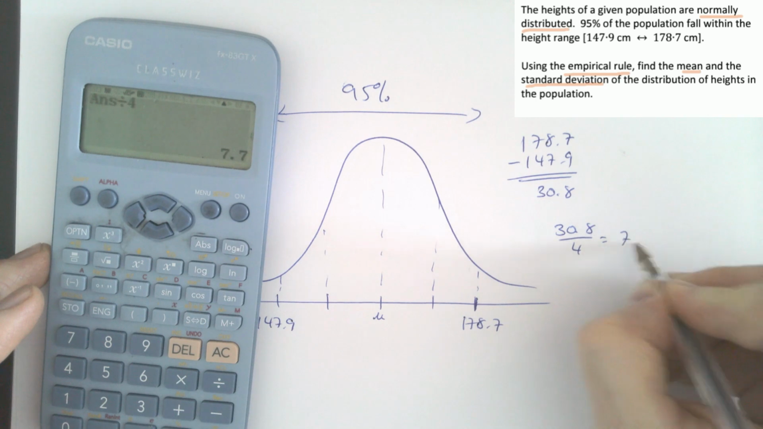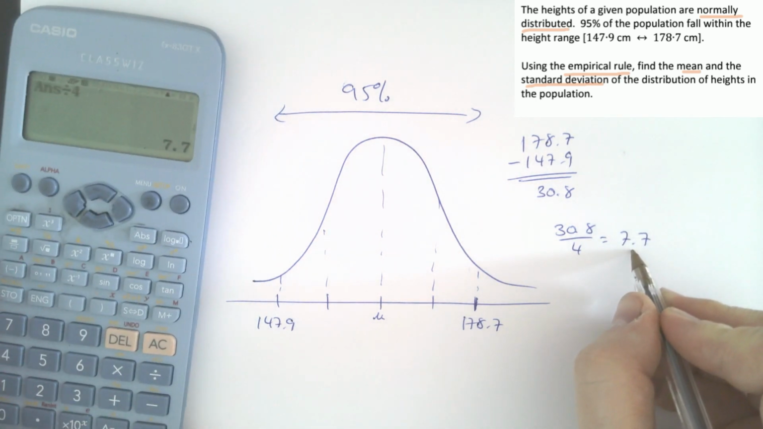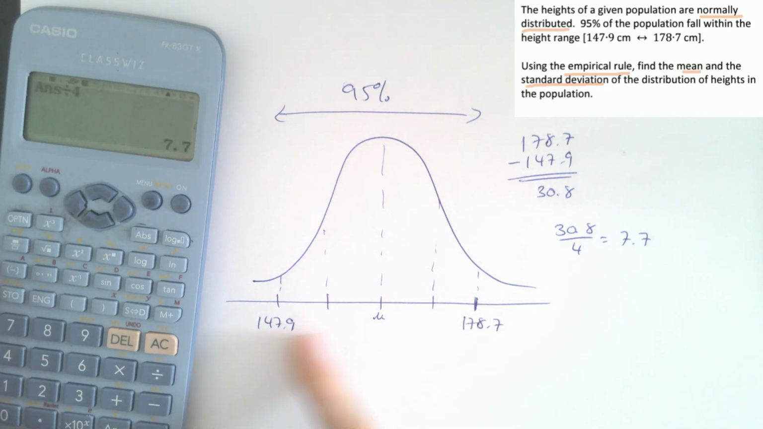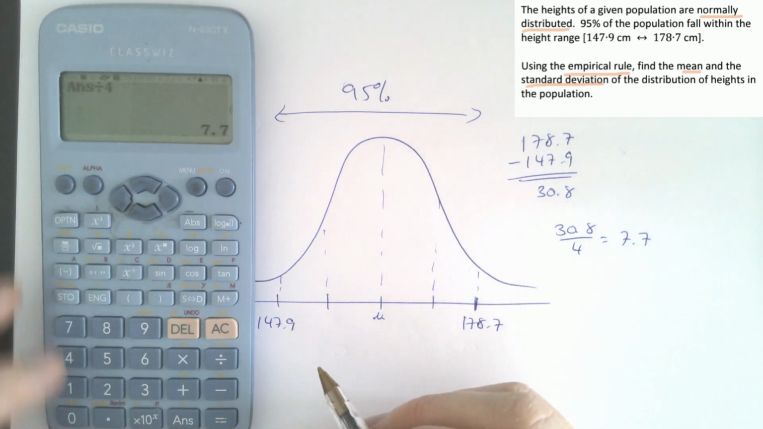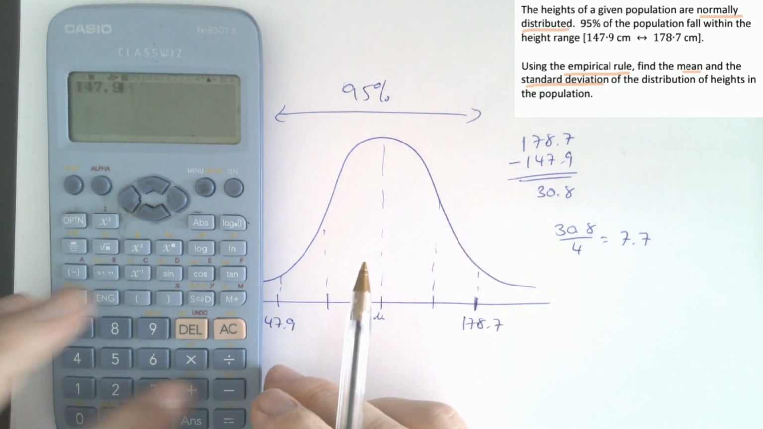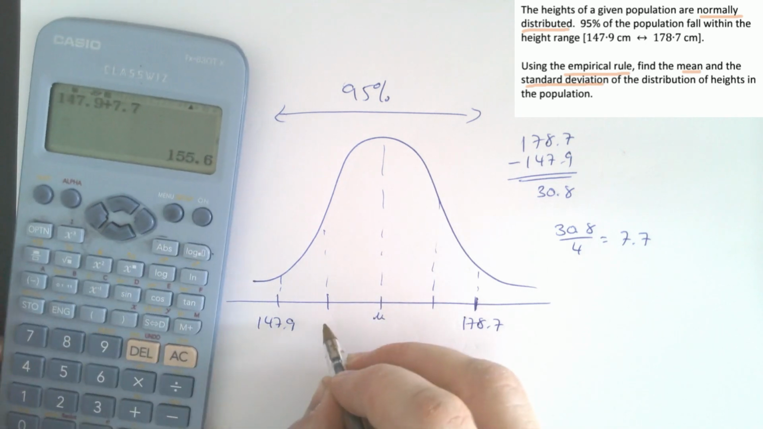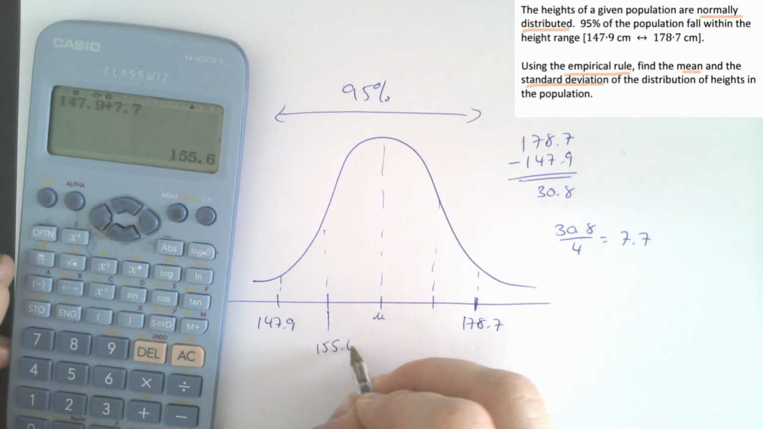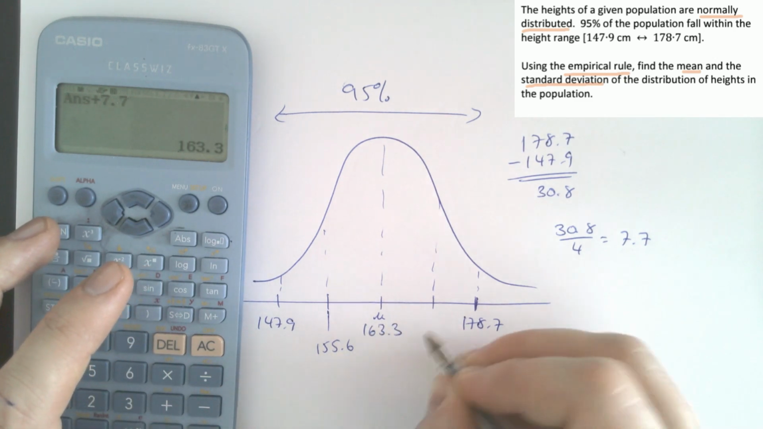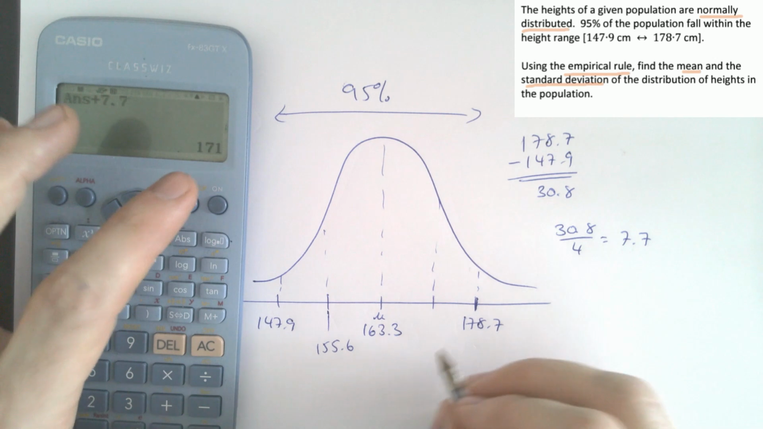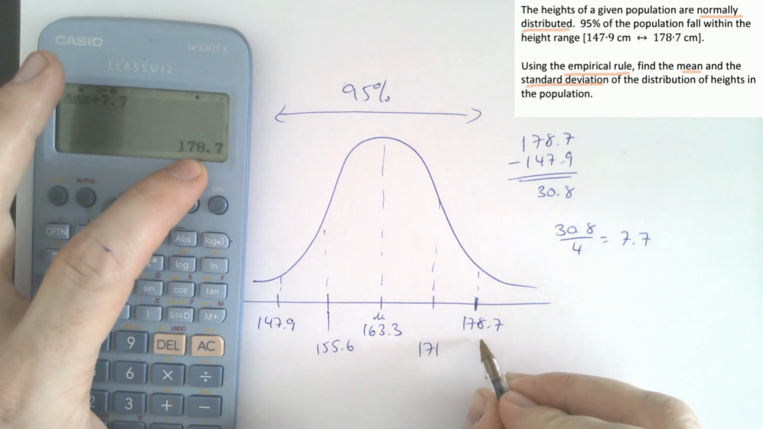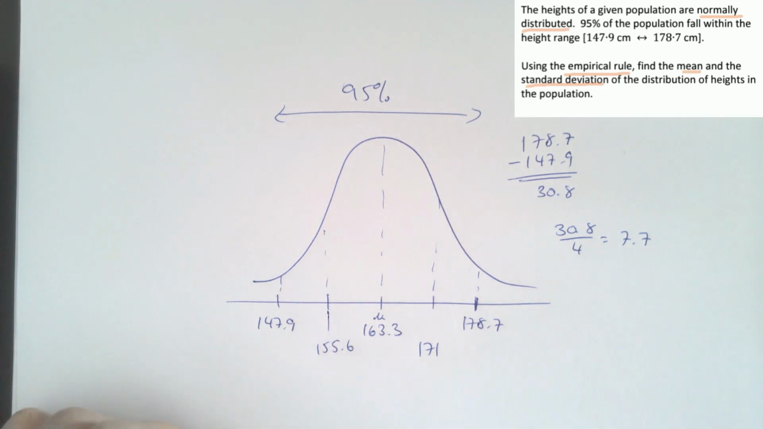So I get that if I add 7.7 to each region, I should get from 147 up to here. So we'll just check it before we start plugging in answers. So I'm going to start at 147.9 and I'm going to add 7.7 to it. And I get this to here to be 155.6. Add another 7.7, 163.3. Add another 7.7, 171, and then add one more 7.7, and sure enough, I get to that number, so I've done it correctly. And now I've got all my answers I need.